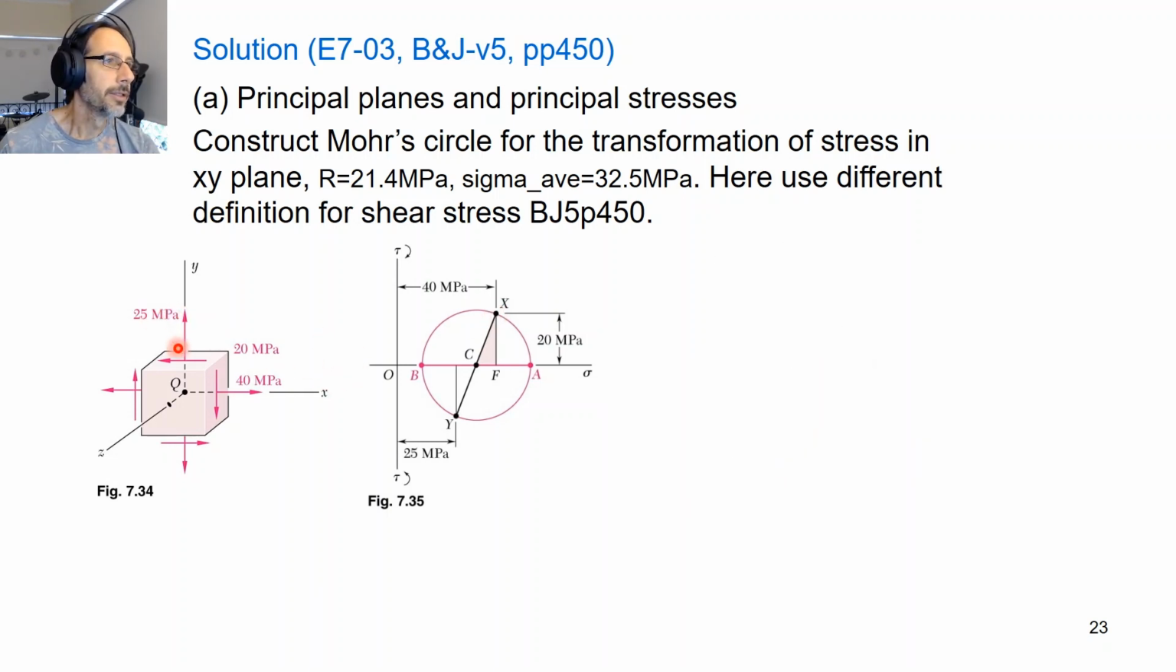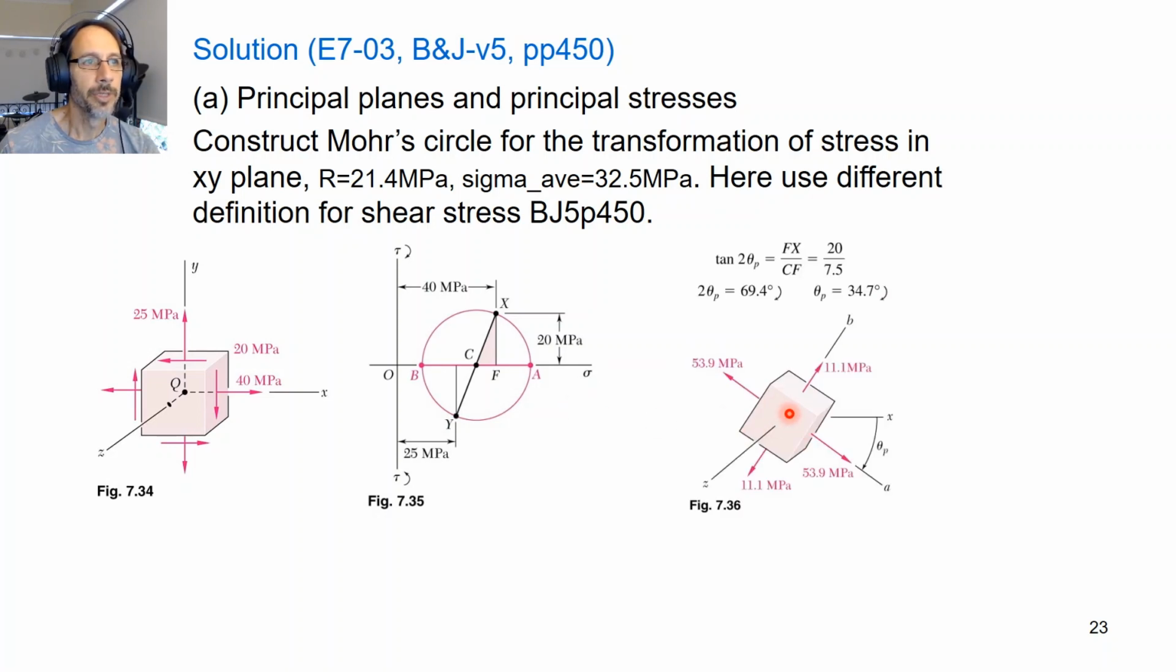And this one, stress in y, 25, is here with the associated shear stress. That's going anti-clockwise, so that's plotted below. So we can calculate our average normal stress, 40 plus 25 divided by 2 gives us that. Calculate our radius, and then rotate around to get our principal stresses in the XY plane.